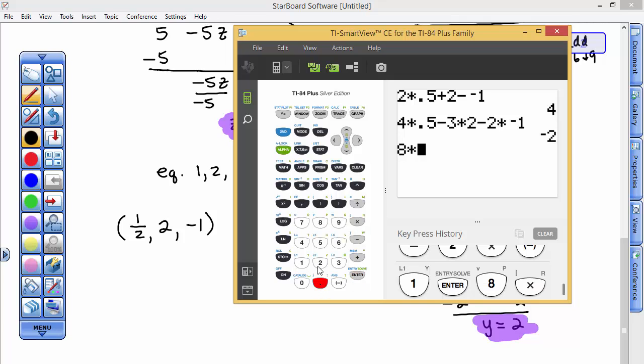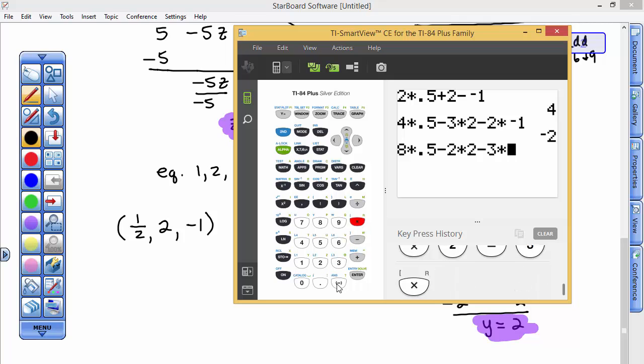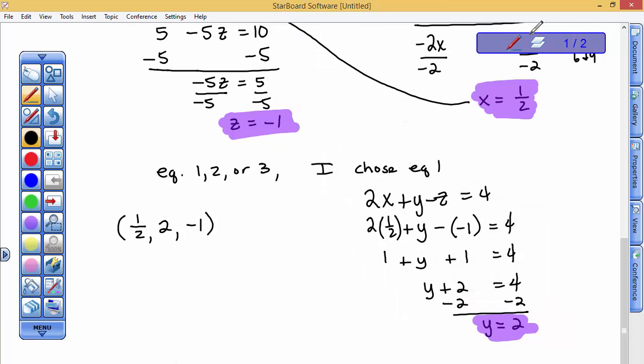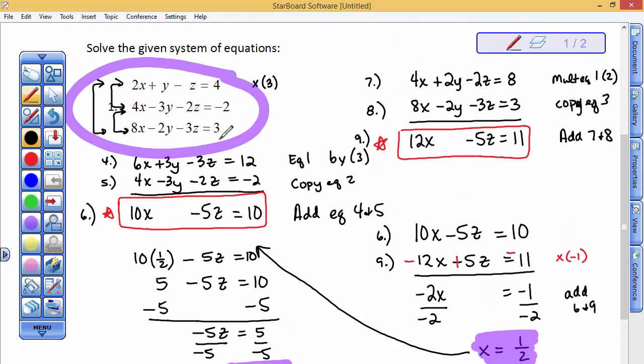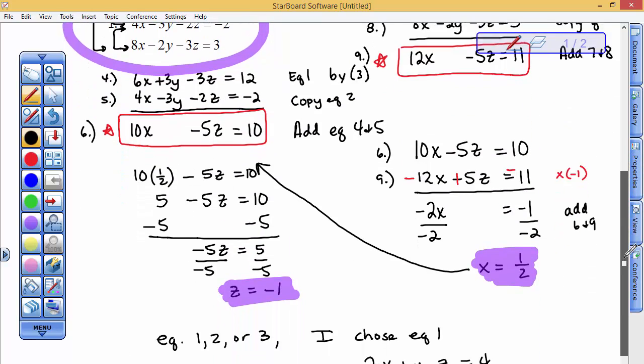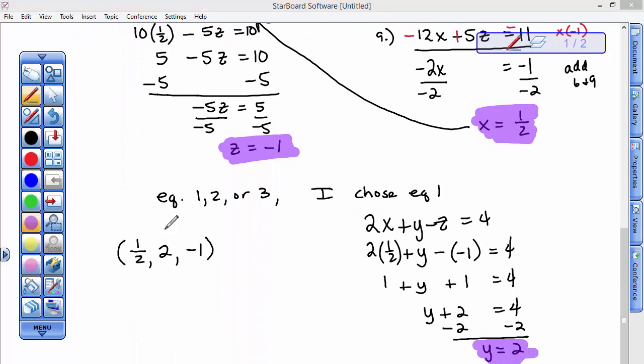Then 8 times a half is the third equation, minus 2 times y, which is 2, minus 3 times z, which is a -1, and all that was supposed to be equal to 3. So 4, -2, and 3. Again, 4, -2, and 3. This is what I mean, way up here, these were equal to 4, -2, and 3, and I know that my solutions for this system are correct because I've checked them.